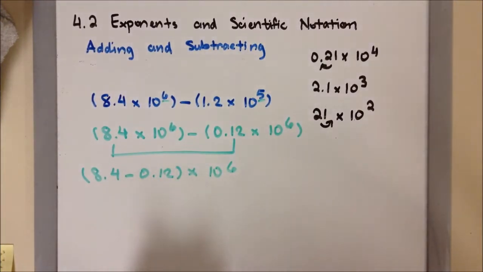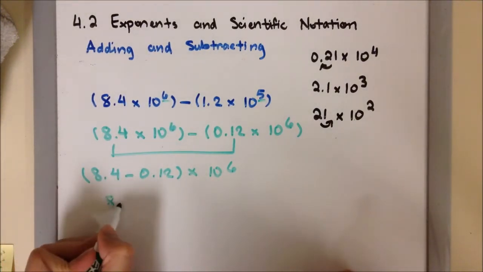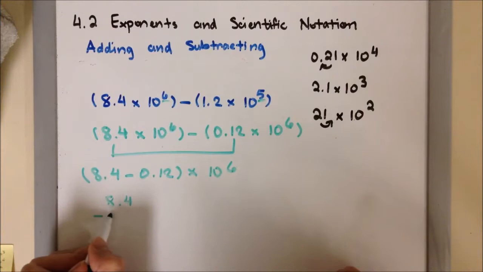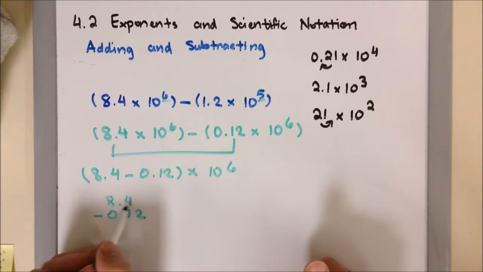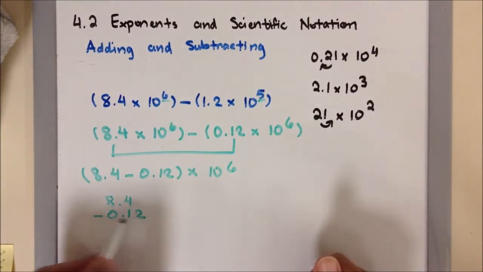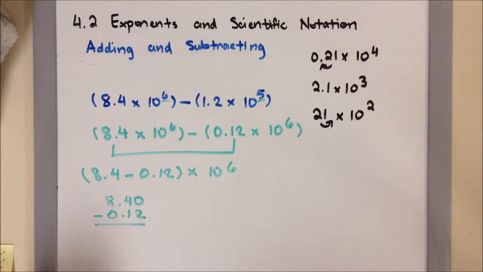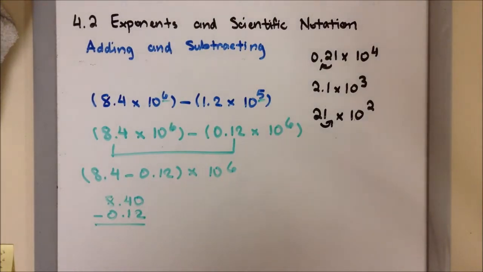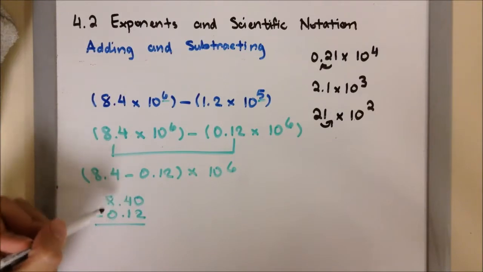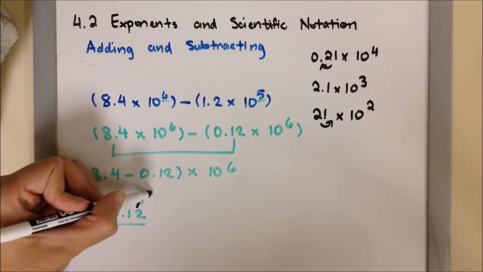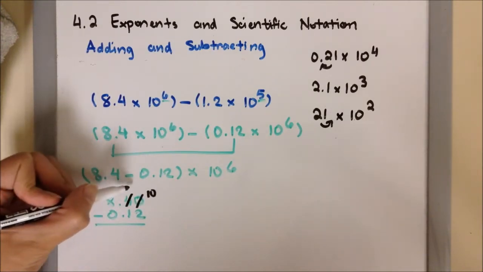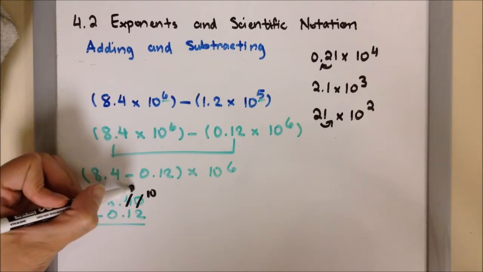Now I'm going to line up my decimal. My first number is 8.4 minus 0.12. Since 8.4 has 1 decimal place and 0.12 has 2 decimal places, I'm going to add a 0 behind the 4. So instead of 8.4, it would be 8.40. Now, when I'm subtracting 0 minus 2, I can't just do that. I can change the 0 into 10 by taking 1 away from the previous number. So instead of 4, it would be 3.